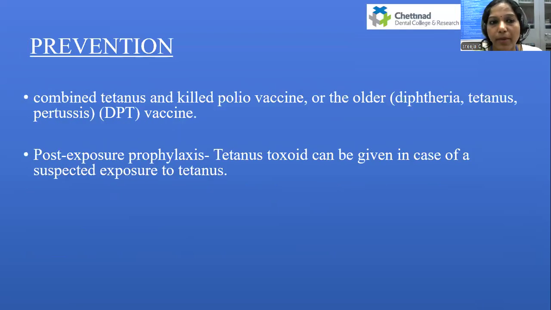Prevention: a combined vaccine is given, the DPT vaccine, diphtheria, pertussis, and tetanus vaccine, or you can go for post-exposure prophylaxis with tetanus toxoid. If the TT has not been taken for a period of 6 months, then we definitely have to administer TT post-exposure.